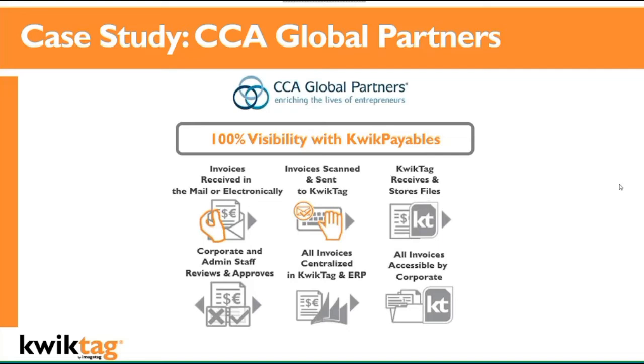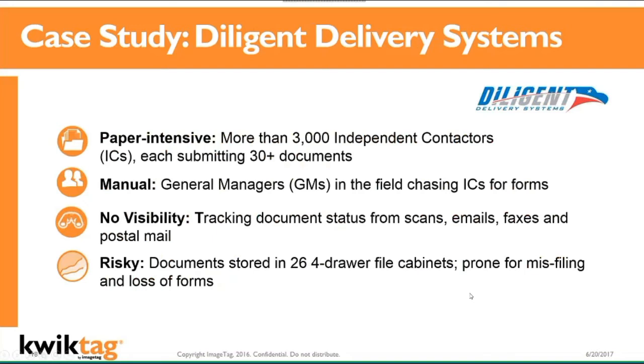Corporate staff, administrative staff reviews and approves it. They respond to an email, they say approved, or they go into a QuickTag client and approve it. And now all of their invoices are centralized in QuickTag, but accessible to ERP users and non-ERP users. This really gives them visibility into their liability. So whatever they have outstanding in invoices, they now can get access to in the click of a button with a simple search and report. So they're no longer spending that 30 to 40% of time looking for documents in file cabinets and emails. So that's kind of the traditional AP automation scenario.